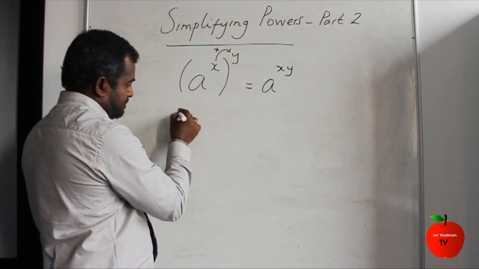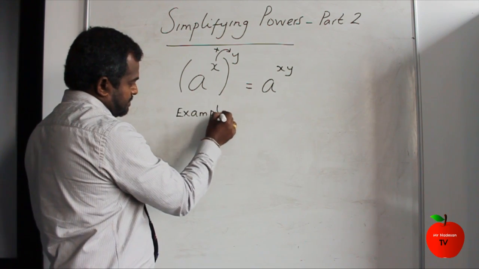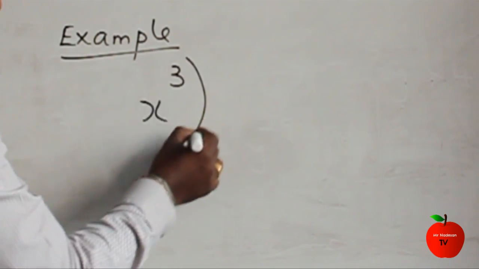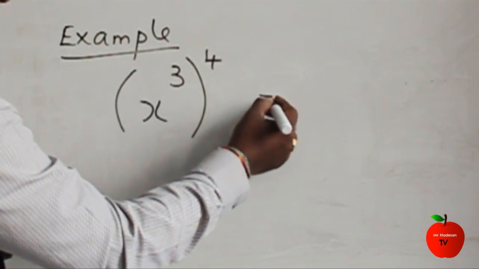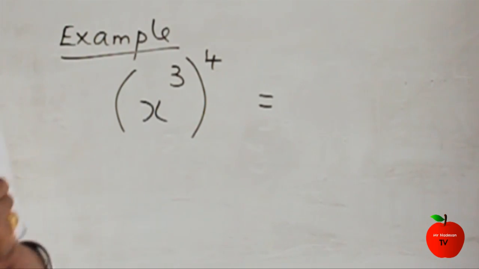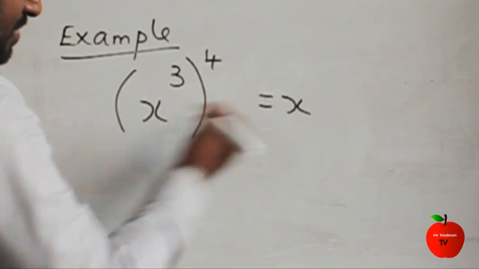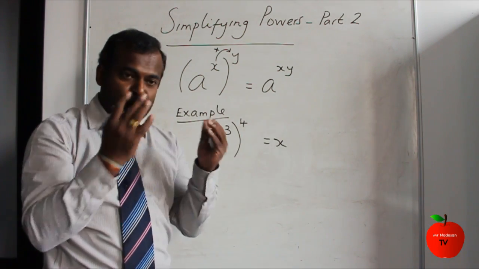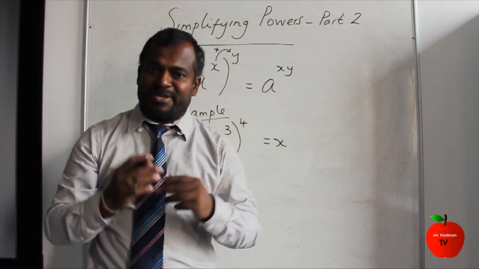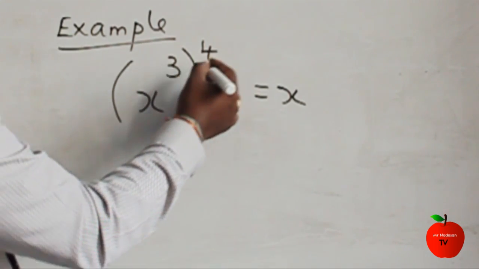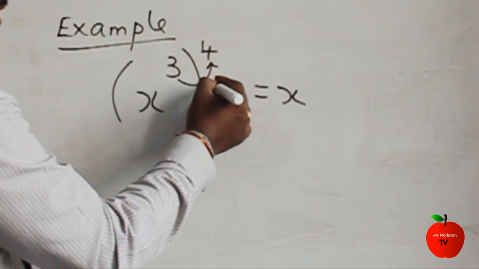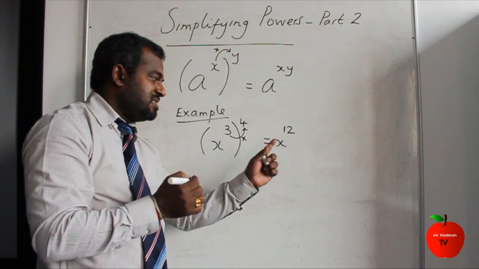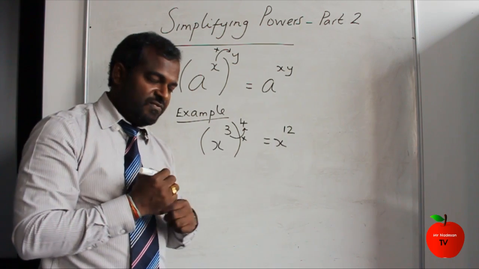The first one, x to the power 3, to the power 4. So how can we simplify this? You have x, then you have 3 and 4. When you open the bracket, you know that when you expand the bracket it means multiplication. So you have 3 here and 4 here, and you have to multiply them together. 3 times 4, the answer is 12. So your answer is x to the power of 12.